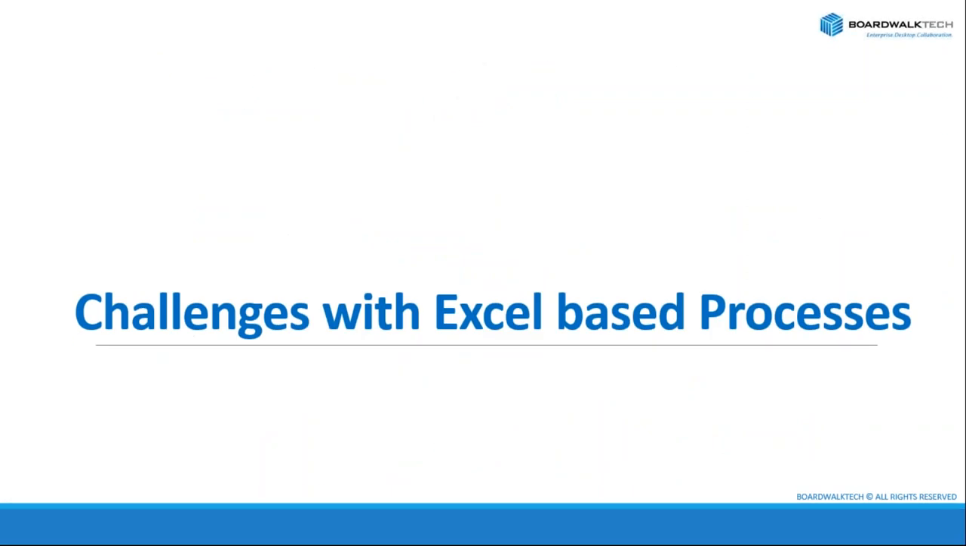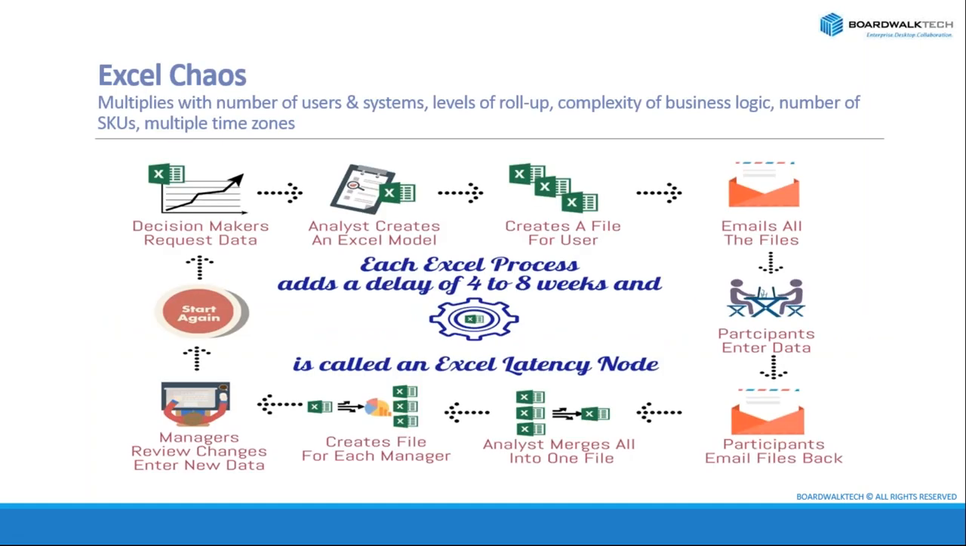So let us very quickly dive into some of the core challenges when organizations implement these processes in Excel. This slide captures at a very high level some of the Excel lag related issues. Typically, the way any Excel process gets initiated in organizations is that a decision maker requests certain data, and that creates a chain of events where analysts create a model in Excel, which they email to their respective departments or participants who need to enter data in these Excel files.